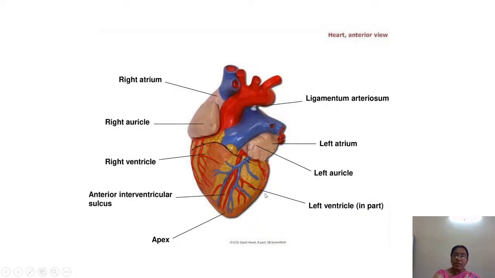This is the right ventricle. This part is the left ventricle. So this part is still the right ventricle. So this is overlapping the infundibulum of the right ventricle.